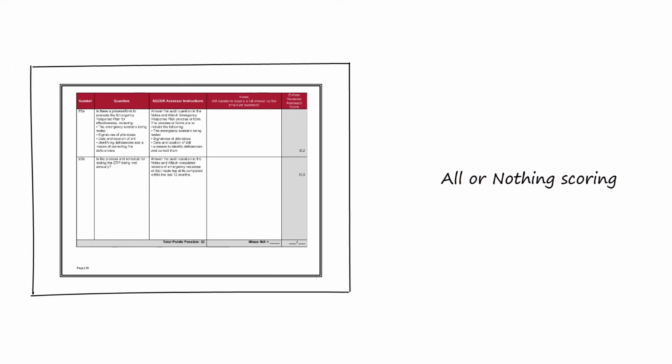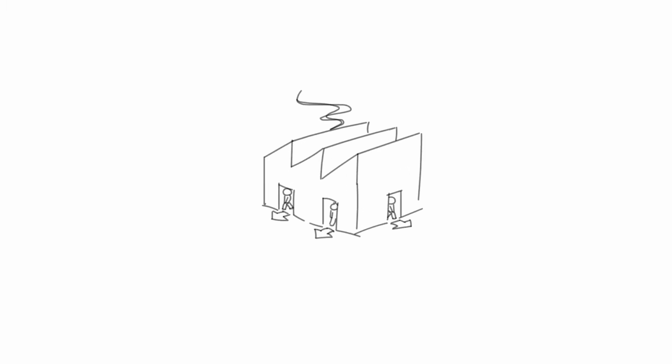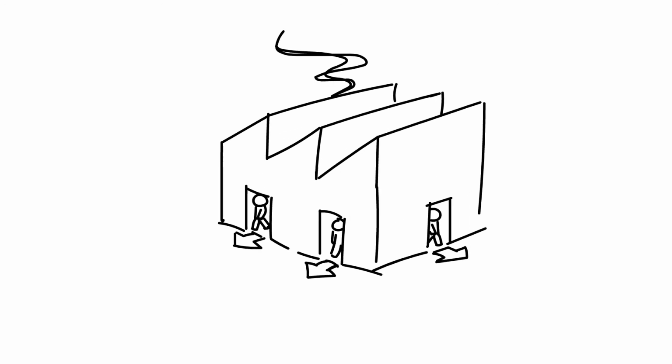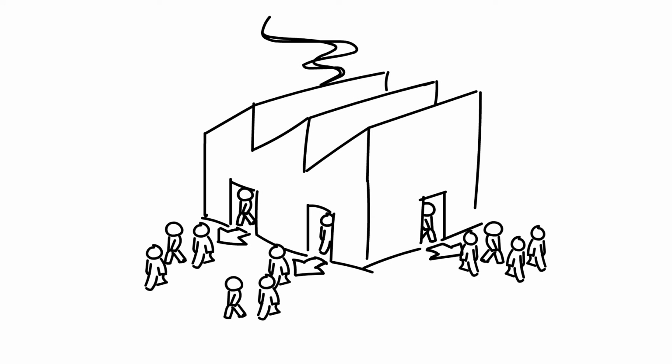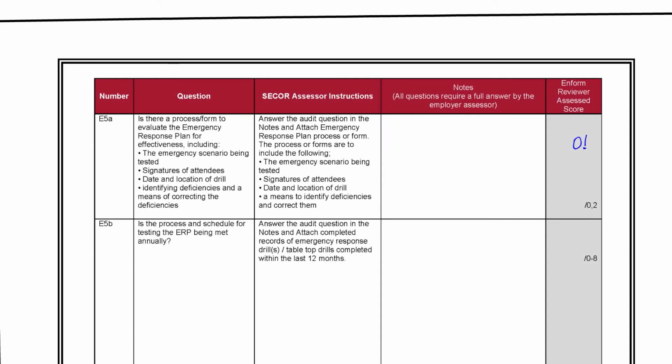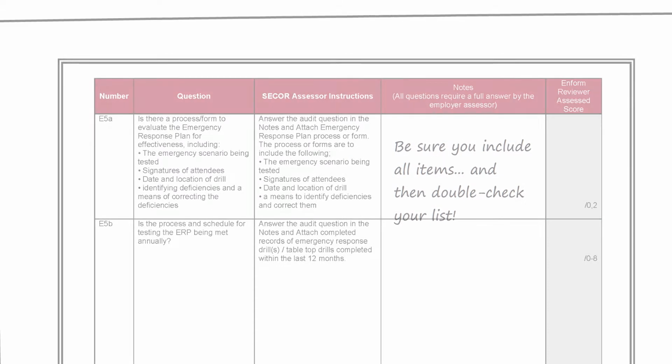Now let's take a quick look at all or nothing scoring. There are very few questions in the audit document that use all or nothing scoring, but one of them is question E5A. Is there a process or form to evaluate the emergency response plan for effectiveness? In this case, reviewers will be looking for confirmation that you have a process in place to test your emergency response plan, and it would need to include the bulleted items in the question. 0 points would be awarded if you did not have a process or form, or if one of the bulleted items is missing. So be sure you include all items, and then double-check your list.